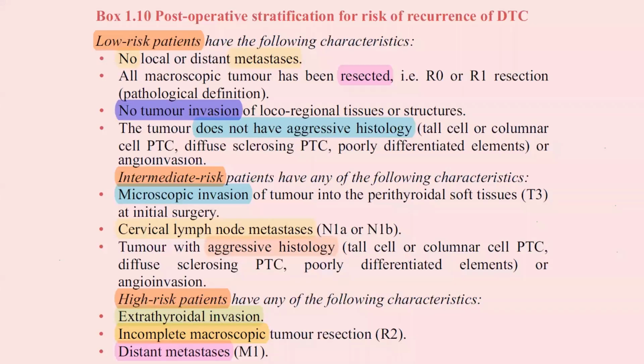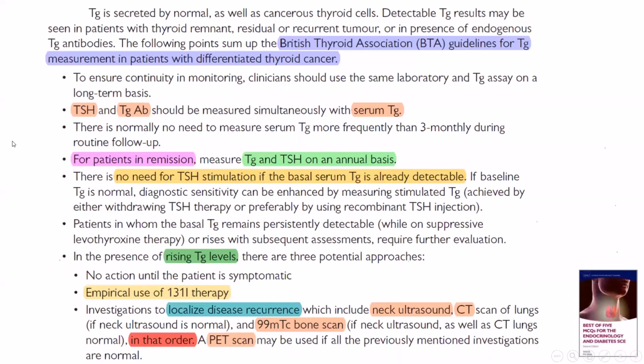The risk stratification of recurrence of differentiated thyroid cancer is very important to memorize. In low risk, there is no local or distant metastasis, all macroscopic tumor has been resected, no tumor invasion, and the tumor does not have aggressive histology. High risk: extrathyroidal invasion, incomplete macroscopic tumor resection (R2), or distant metastasis. In this situation, this is a high risk group.